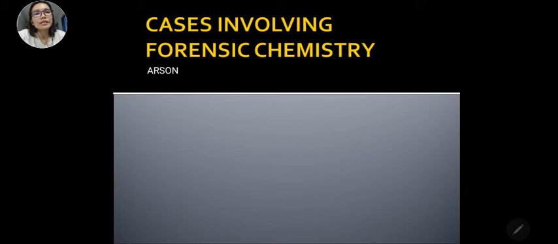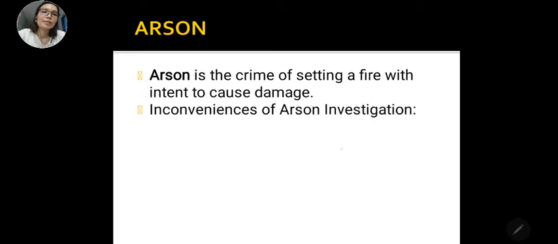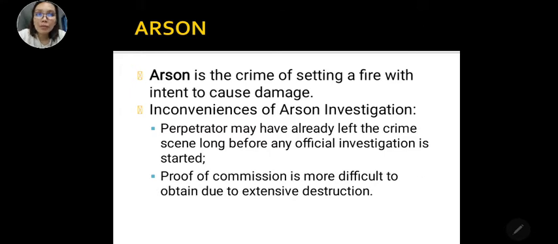So, another case is arson. Okay. So, what are the inconveniences of an arson investigation? So, these are yung nagpapahirap sa investigation. So, pwedeng nakaalis na yung perpetrator long before any official investigation is started. Siyempre, wala naman na siya dun sa crime scene kapag nagkakaroon ng fire doon. So, the proof of commission is more difficult to obtain due to extensive destruction. So, pwedeng nasunog na yung proof of commission.